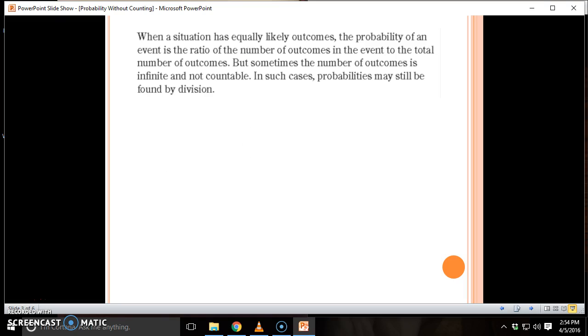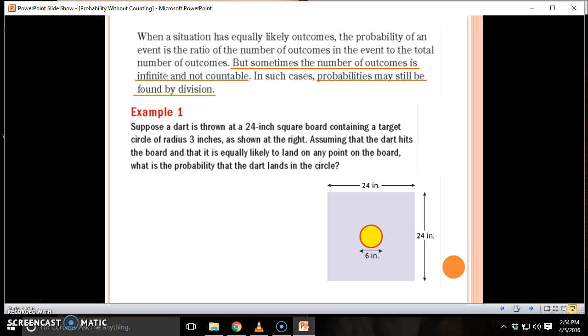When a situation has equally likely outcomes, the probability of an event is the ratio of the number of outcomes in the event to the total number of outcomes. But sometimes the number of outcomes is infinite and not countable. In such cases, probabilities may still be found by division. So those two ideas are very important here. Let's take a look at an example right off the bat.